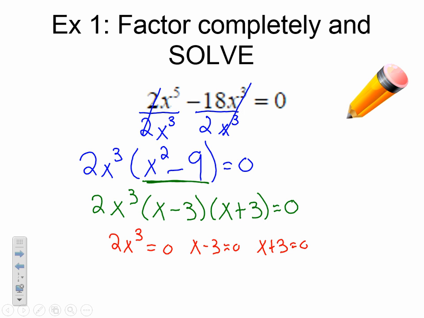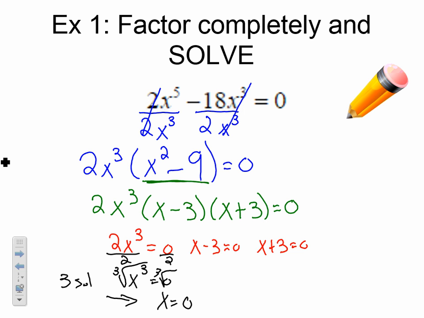Now we're going to solve each one of these. This one we'll divide by 2. X cubed equals 0. Take the cube root of that, and x is still going to be 0. Now this represents 3 solutions. All right, this represents 3 solutions. We have to get to 5. So right now we're at 3 because we took the cube root of something.